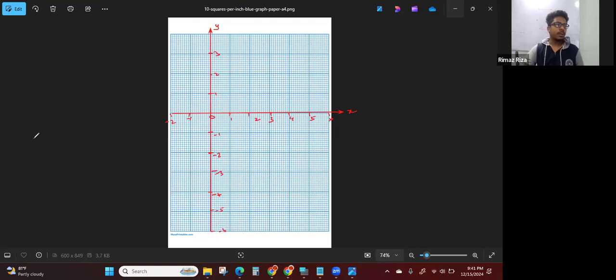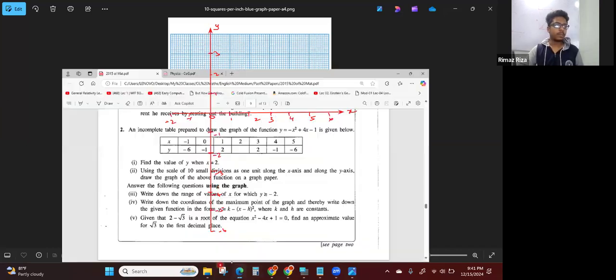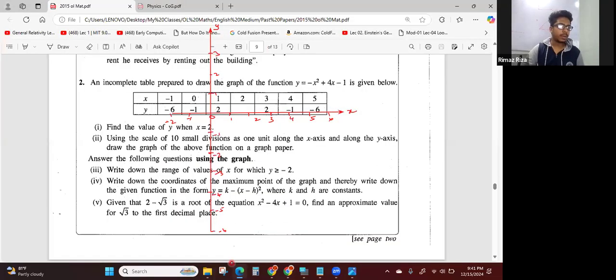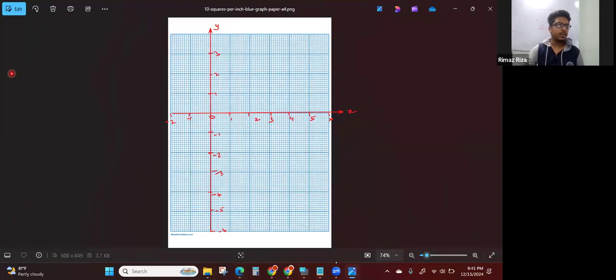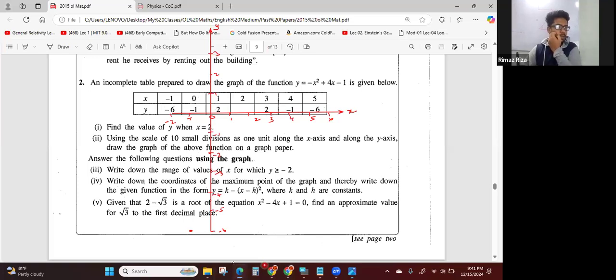Okay, right. And then you have to consider this table. When x equals -1, y equals -6. And when x equals 0, y equals -1.